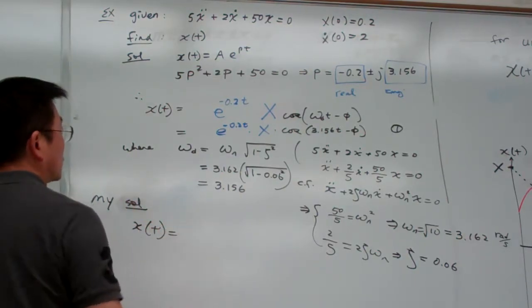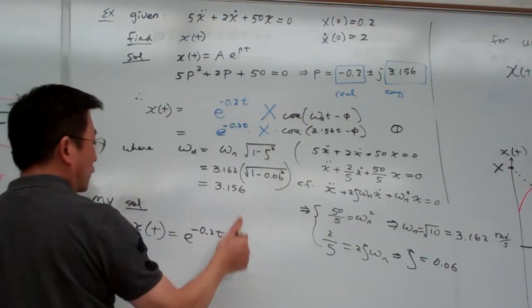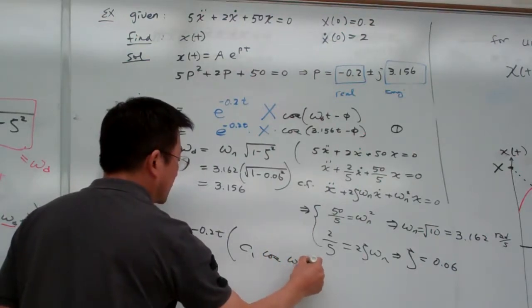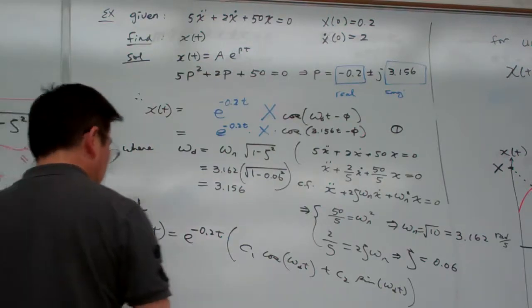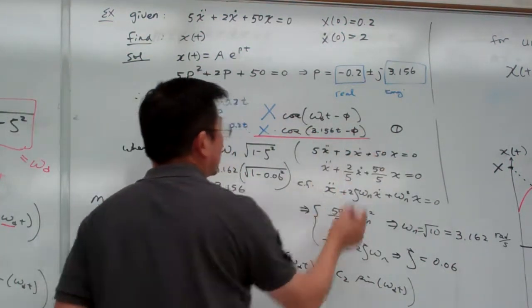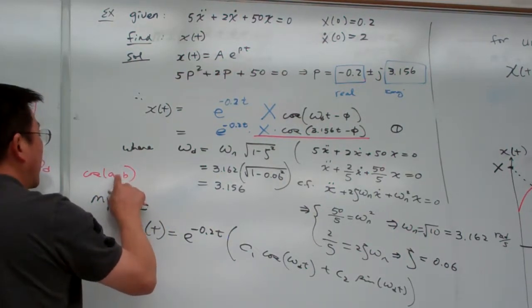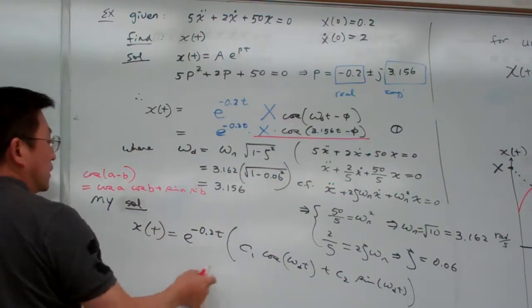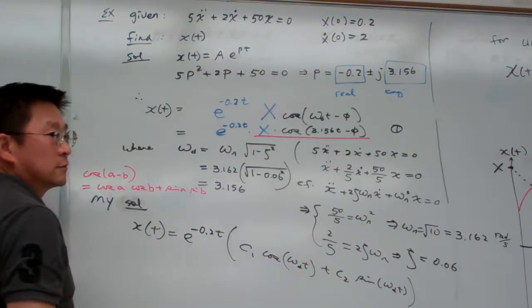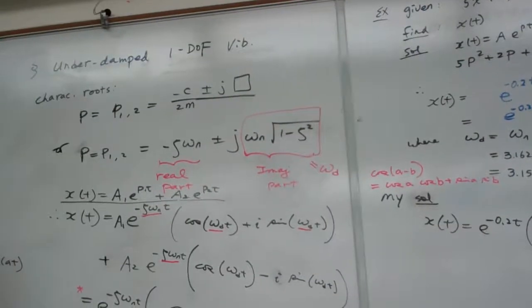I assume x of t equal to, rather than using cosine with this one, I'm using this one with minus 0.2t. Again, this is this form, with c1 times cosine omega d t plus c2 sine omega d t. If you expand this term using this information, cosine a plus b, cosine a minus b equal to cosine a cosine b plus sine a sine b, then you can have this form. Okay, and again, this form appeared when my solution is adopting this form here. So rather than solving for capital X and V, I solve for C1 and C2.